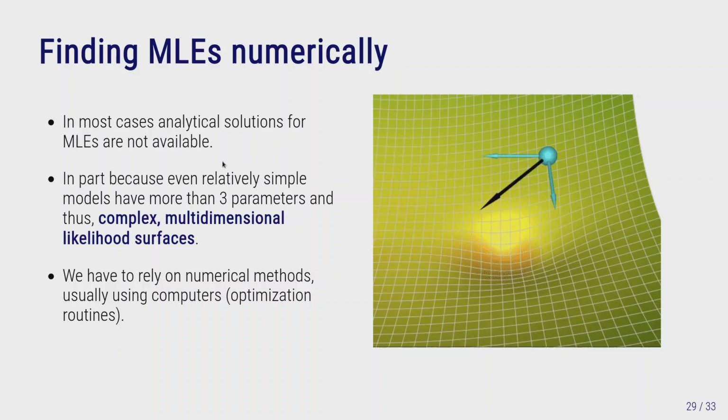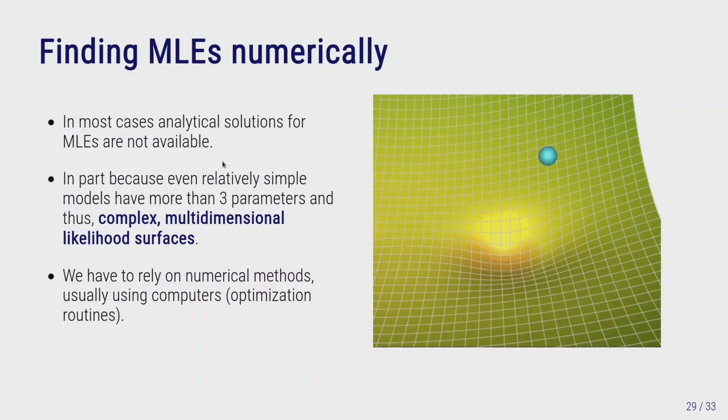And why is it so hard to find analytically the solution of maximum likelihood estimates? That's because even very simple models have more than three parameters. It's easy to have statistical models with 5, 10, 20 parameters. So this is a kind of multidimensional surface, and you have to find the maximum, the highest or the lowest point, on this complicated surface. This is quite a complicated problem to solve by math, and now we have computers to do that.